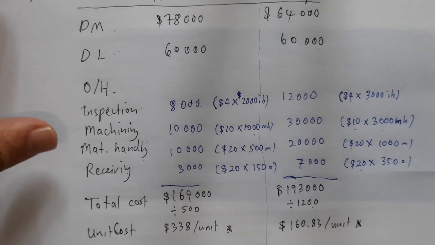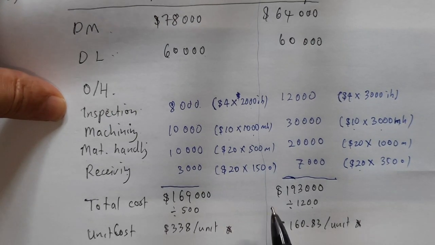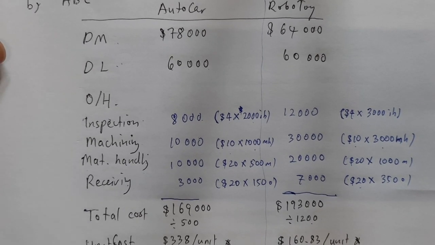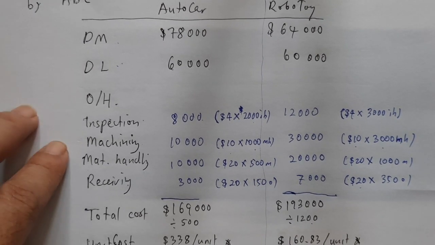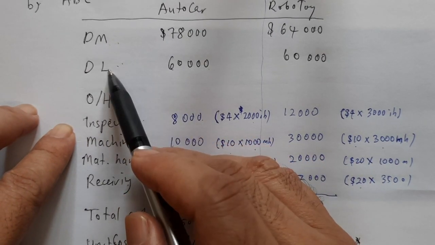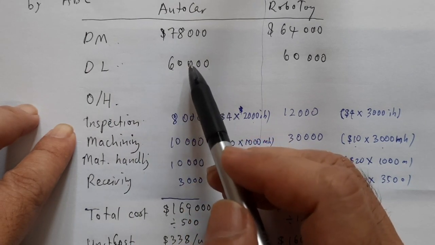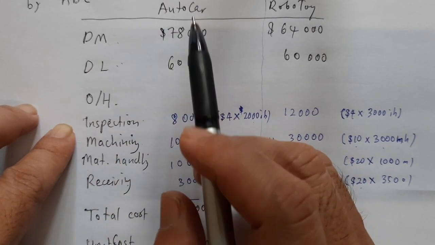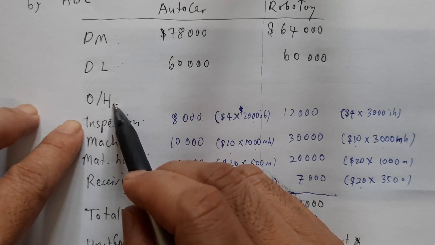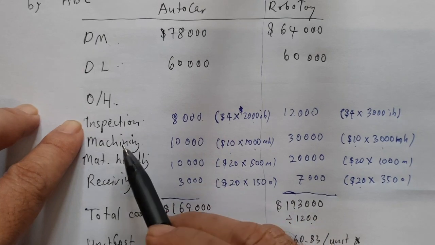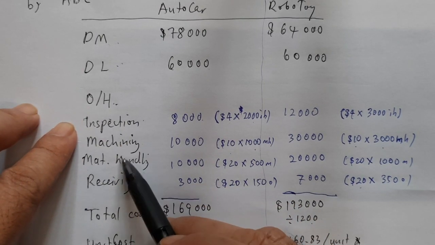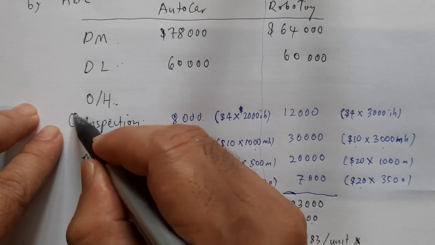So you have to know how to calculate cost for a product using activity-based costing. Remember the steps again. Direct material cost plus direct labor cost. These two costs are very clear. It is traceable to every product. But the tricky part is to calculate the overhead. So when you use ABC to calculate the overhead, first you have to identify the activities. In this sample question, there are 4 activities.